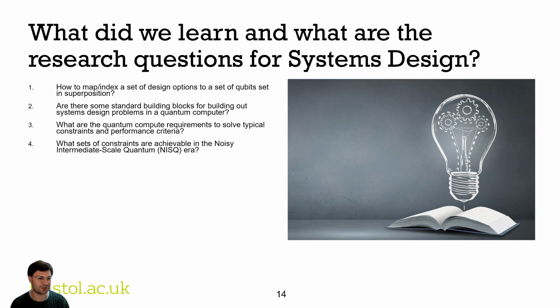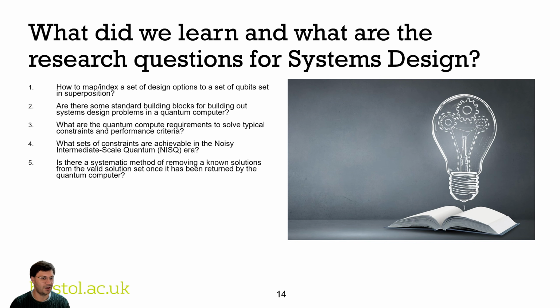And yeah, what sets of constraints are really achievable in what we're in at the moment, this NISQ era. So on a real quantum computer, there's a lot of noise generated, so we do get erroneous results coming back. But can it still function suitably to get us results that we need? And is there maybe a systematic method of removing known solutions from a valid solution set once it's run? Because typically there might be multiple solutions that are valid. Once we've got that solution out of this computer, can we then set the constraints up to ignore that one? So then further promoting the ones that we haven't observed yet.